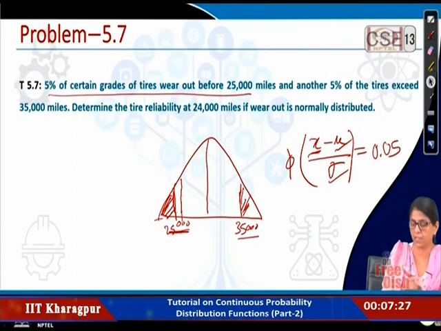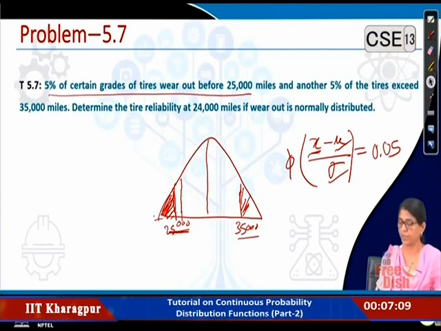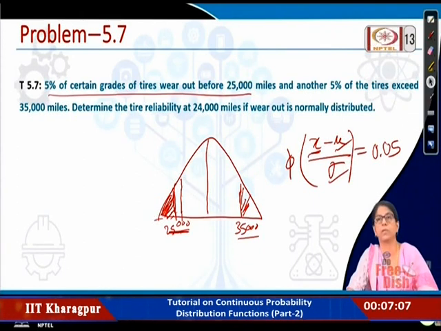Reliability at 24,000 miles. This side it will give me F of t, the cumulative failure at 24,000. So 1 minus this will give me the reliability at 24,000 miles. What is the reliability? It is the probability that it will not fail, the probability of failure free. So it will be 1 minus this. Same thing, that's the same concept everywhere.